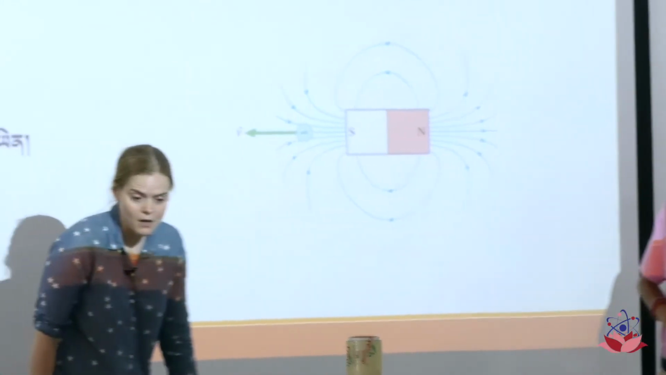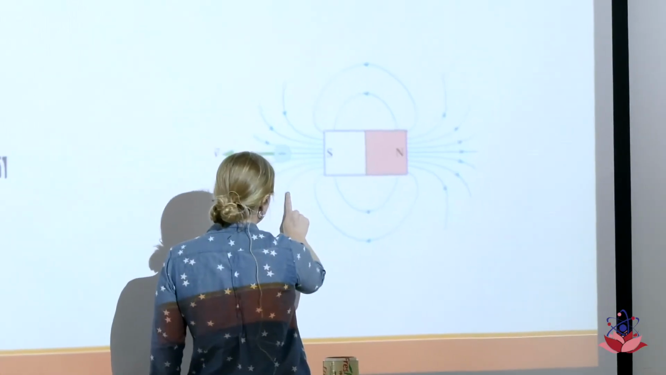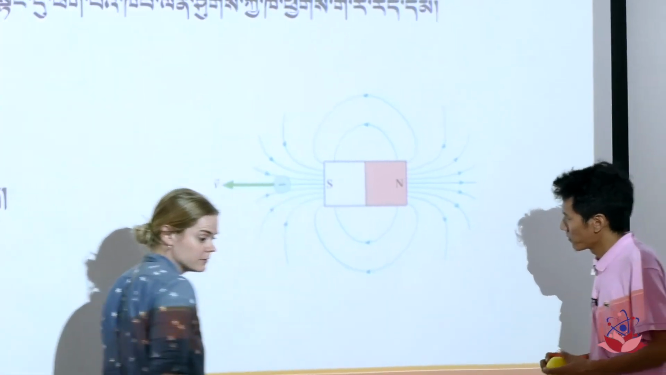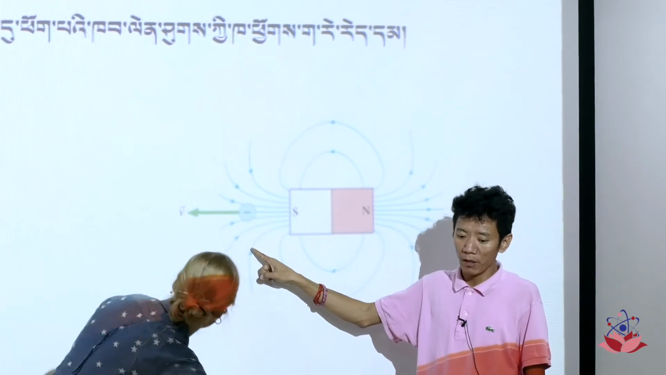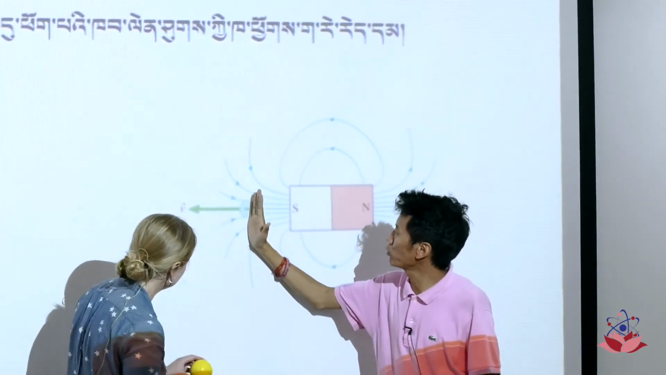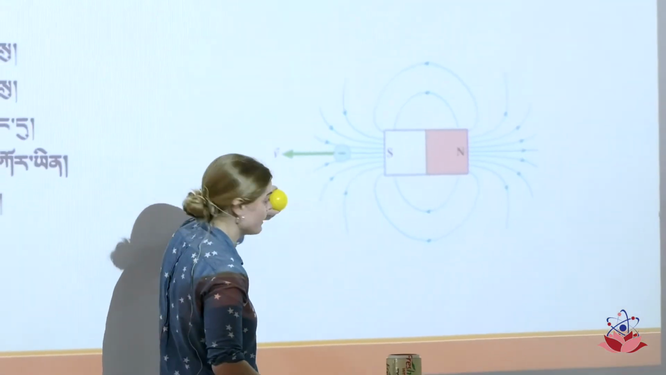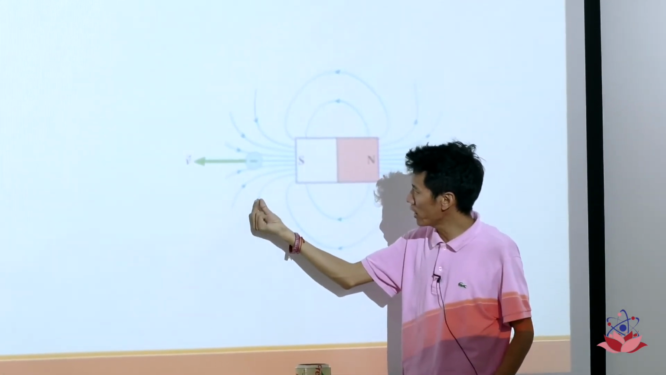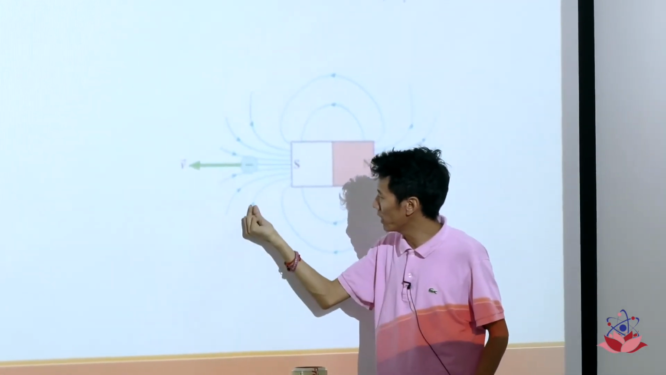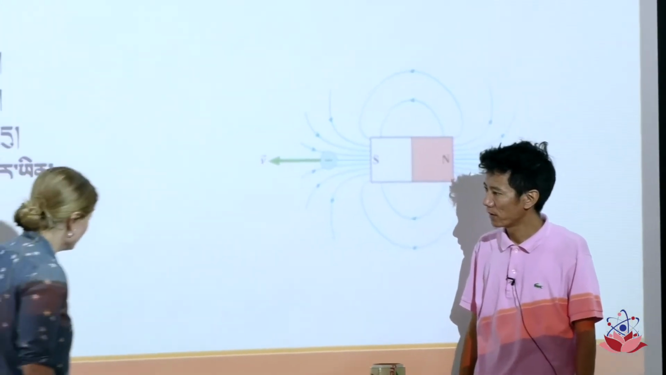And let's actually do one practice. So if I'm here, the magnetic field points almost straight up. So if I were a negative charge here moving in this direction, would I experience a force? Yes. Okay.